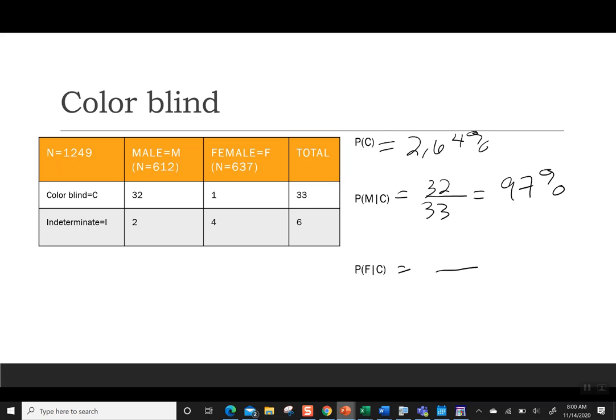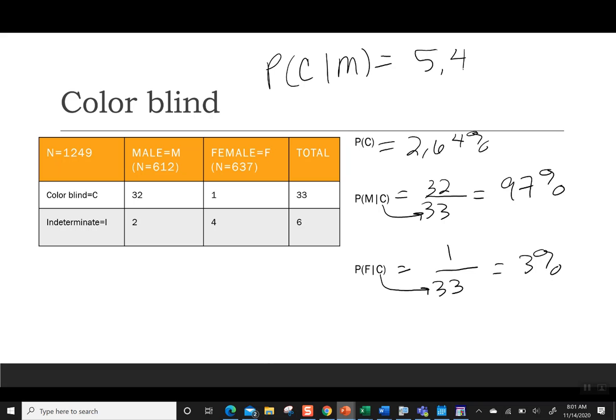So if I know the person's colorblind, there's a very, very high likelihood that person is male. Let's look at the women. For female given colorblind, there are 33 people that were colorblind. See how this C becomes the denominator, and there was 1 woman. 1 over 33 is 3%. Let's say again, because I know it can be confusing, what's the difference between these two slides? On the last slide, I had the probability of colorblind given male, which came out to about 5%. This says that of males, about 5% are colorblind. Versus male given colorblind, which says 97% of the people that are colorblind are male.